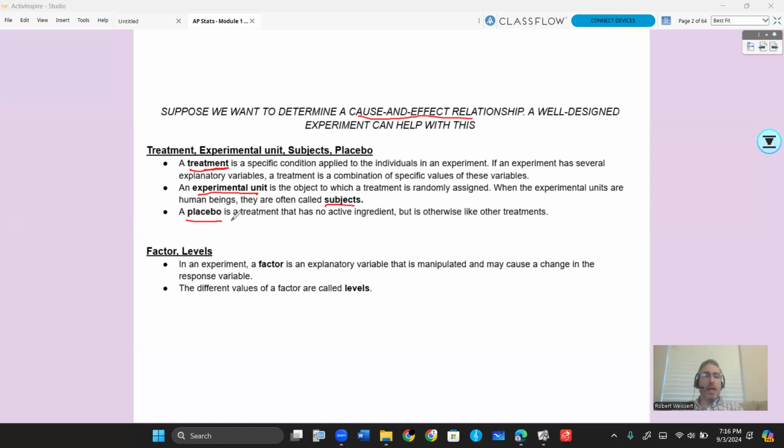And within a treatment, you're going to see things called a factor. And a factor is basically an explanatory variable that's manipulated. It could cause a change in the response variable, what we're trying to measure. And within that factor, we have things called levels. And we'll get more into that, how some of the problems are laid out. So let's look at an example.